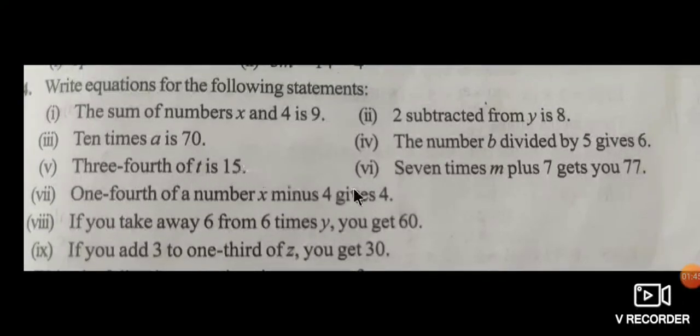3/4 of t is 15. 7 times m plus 7 gets you 77. 1/4 of a number x minus 4 gives 4. If you take away 6 from 6 times y, you get 60. If you add 3 to 1/3 of z, you get 30. So totally they have given 9 problems, and in that I will solve 4 problems.